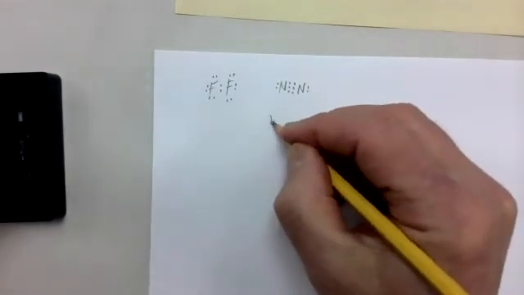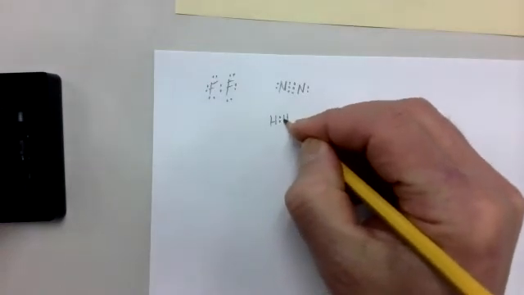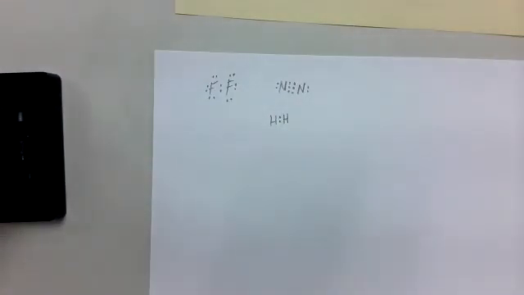Diatomic hydrogen is going to look like this. Hydrogen has 1 dot or 1 electron each. They each share 1 electron with each other.